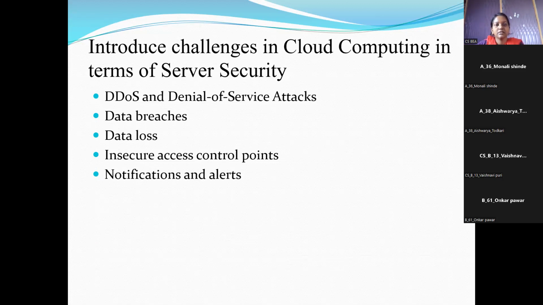So now it is our task to secure the server. For securing the server, the information or data present on your server, how to secure that, and whatever challenges there are in this particular server security, we are going to study in today's lecture. So first of all is DDoS, the denial of service attack. What are they exactly? That we are going to see now.